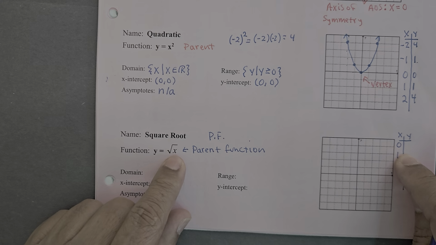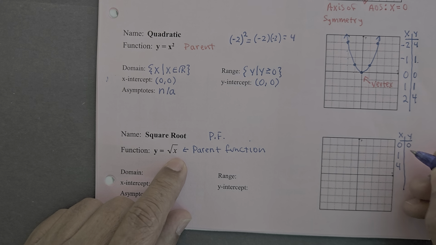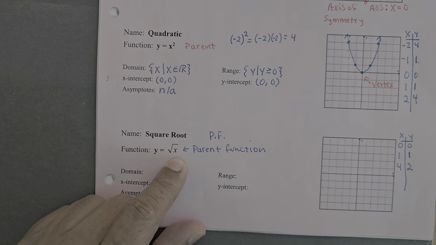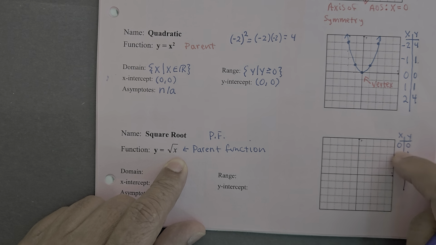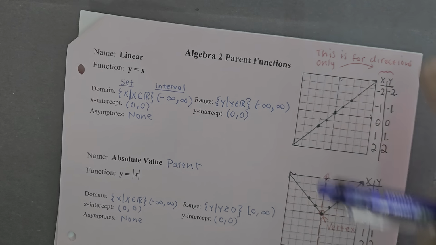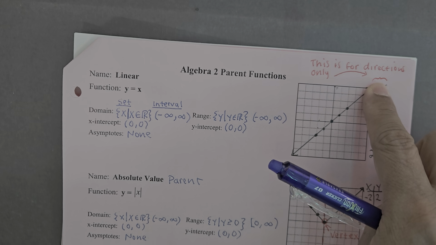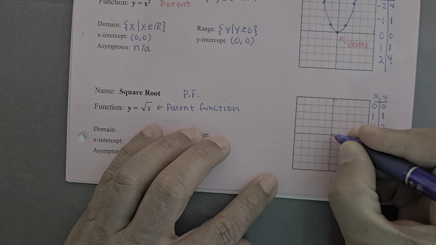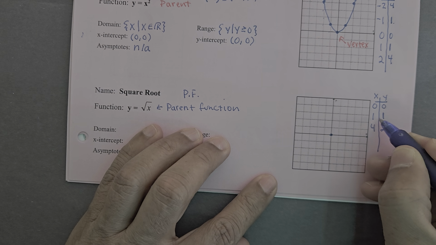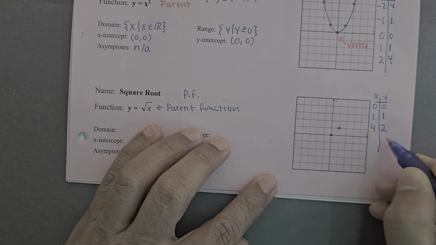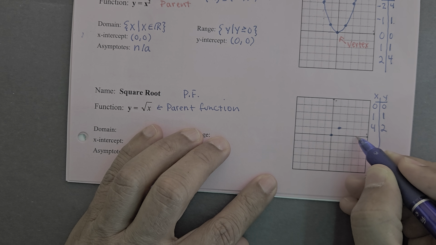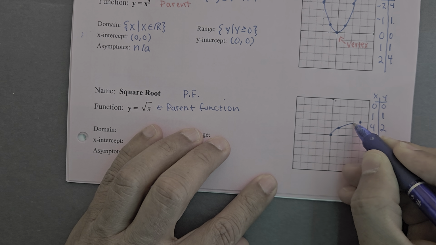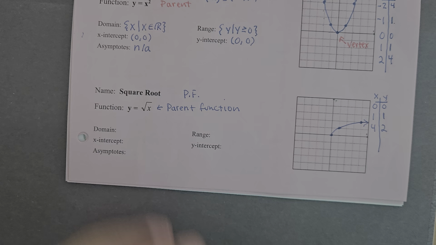Because when I take the square root of 0, that's 0. Square root of 1 is 1. The square root of 4 is 2, right? So notice, do not forget that I said this in class. These are directions. They're not coordinates, okay? So what this means is from the origin, which is 0, 0, if I go right 1, up 1. If I go right 4, 1, 2, 3, 4, up 1, 2. Then connect the points, and this is what the graph looks like, okay?